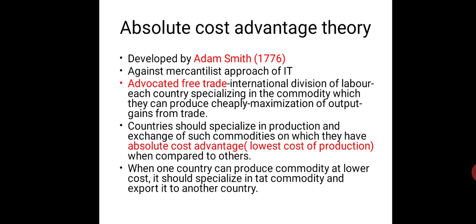So Adam Smith believed that one country should specialize in the production and exchange of commodities which they can produce at lower cost of production. He called that lowest cost of production absolute cost advantage. If a country has absolute cost advantage over another country on a certain commodity, then that country should produce that commodity, specialize in it and export it to another country and get cash inflow, which is the gain from international trade. So this was the gist of the absolute cost advantage theory given by Adam Smith. If a country is good at something, then they should produce that and export it to another country which is not good at that product.